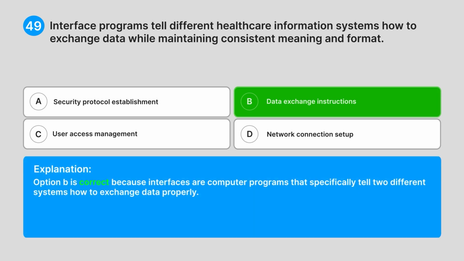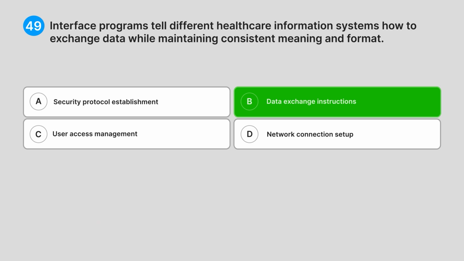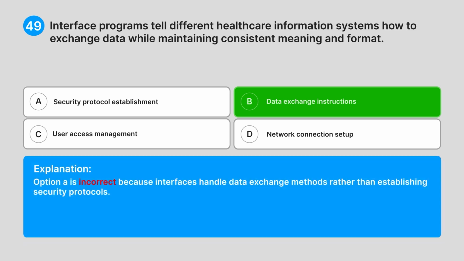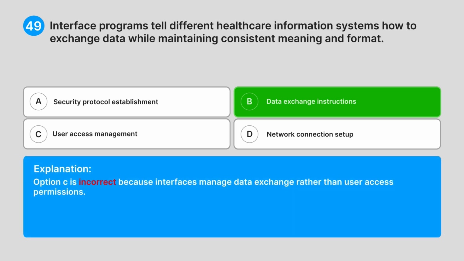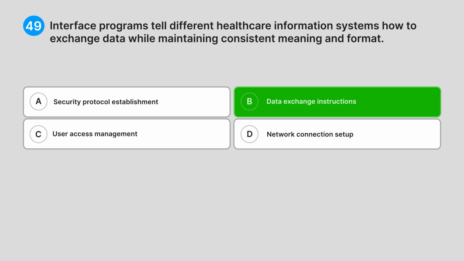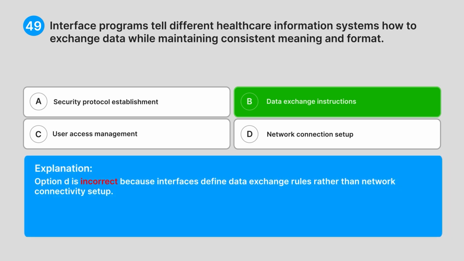Explanation. Option B is correct because interfaces are computer programs that specifically tell two different systems how to exchange data properly. Option A is incorrect because interfaces handle data exchange methods rather than establishing security protocols. Option C is incorrect because interfaces manage data exchange rather than user access permissions. Option D is incorrect because interfaces define data exchange rules rather than network connectivity setup.